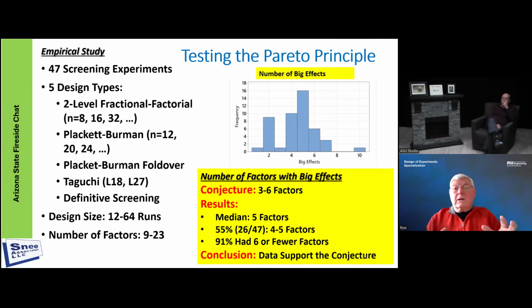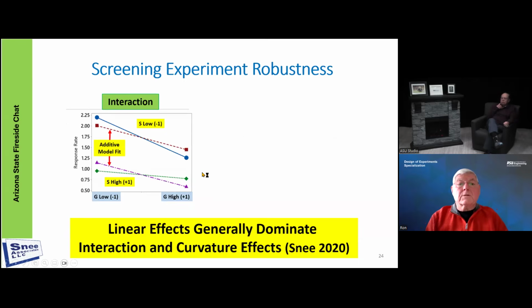So what that says is if you think you're faced with a lot of variables, like that one we just showed you that had 15 variables in it, or 19, not to worry, because there's not going to be 19 important ones, or 15 important ones. There's typically going to be 3 to 6. I did this study to prove what was common thinking. So that says, hey, these screening experiments can really be useful.